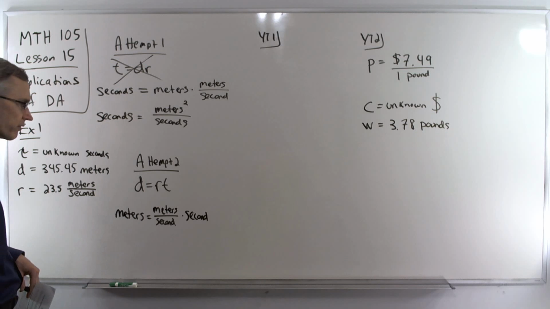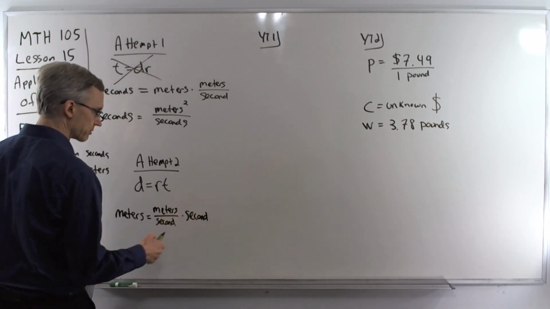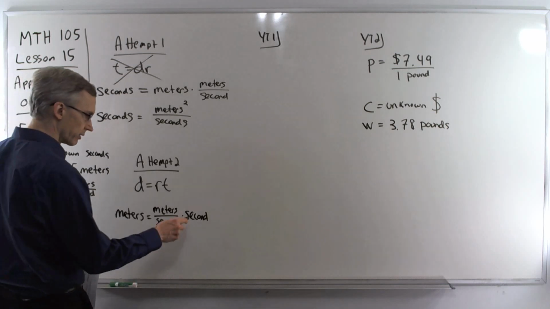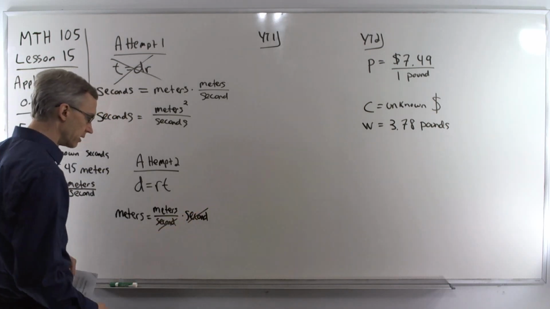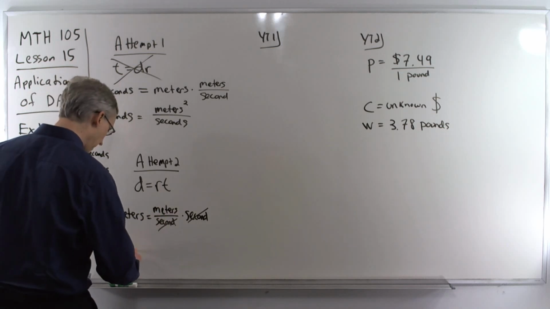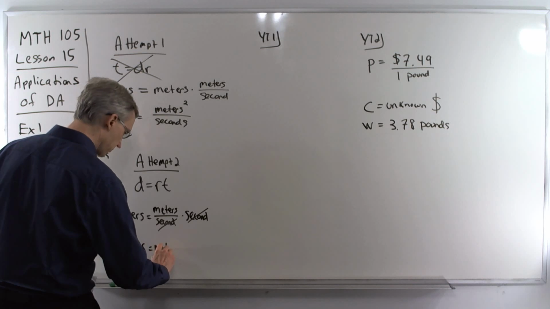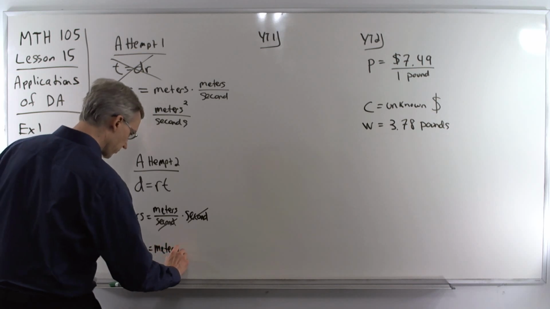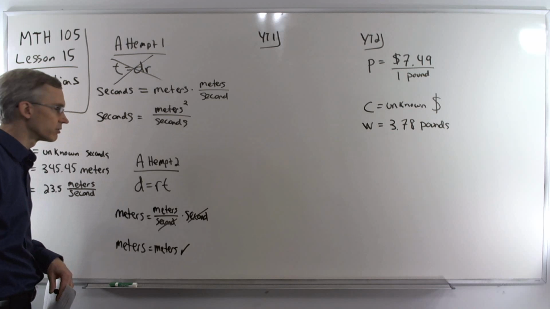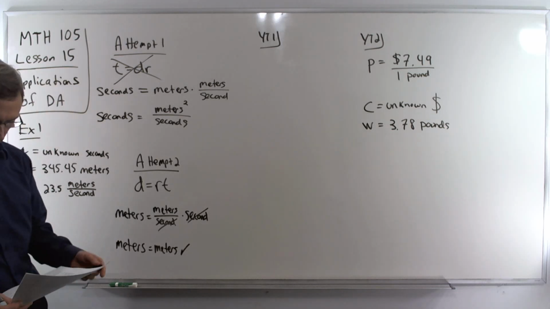Now on the right, we've got seconds in the numerator and seconds in the denominator. As we saw when we did unit conversions, when that happens, you can cancel those units. So all we have on the right is meters. So that matches the meters that we have on the left. So that makes d equals rt a valid equation. And now we can use that to solve this problem.